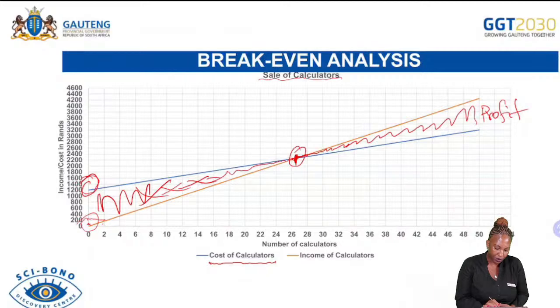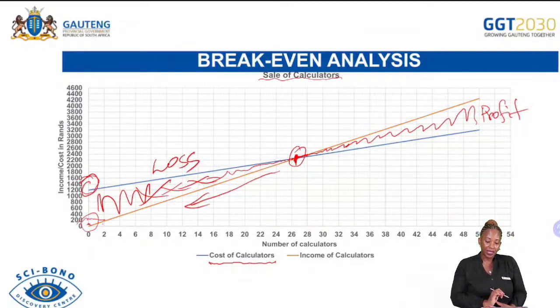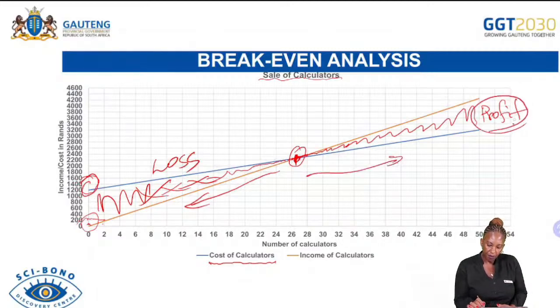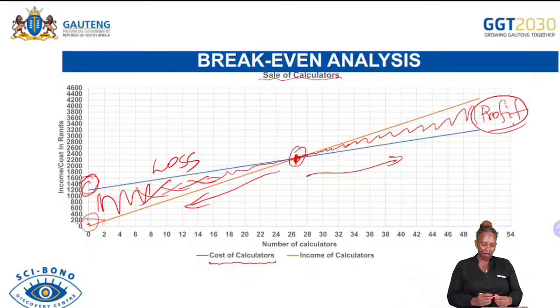Don't forget, boys and girls, we said below here it is a loss. From the break-even point going downward, we say the company is registering a loss. But from the break-even point going up, it is a profit. The company is registering a profit.